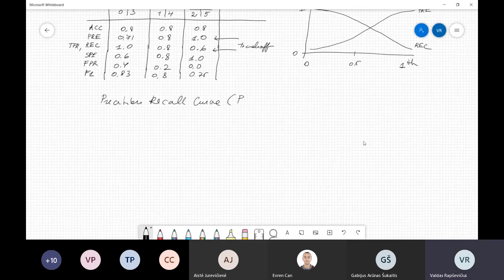Right, or precision recall curve, PRC, right? PRC curve. And here, what we basically draw is the values of recall on this axis from 0 to 1. And on this axis, from 0 to 1, we draw precision.